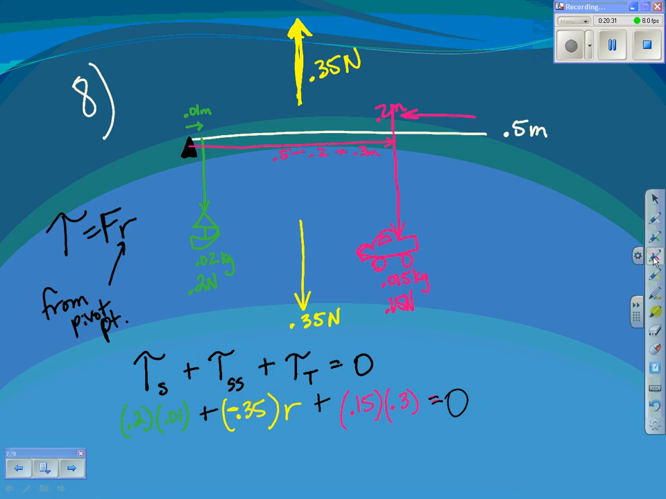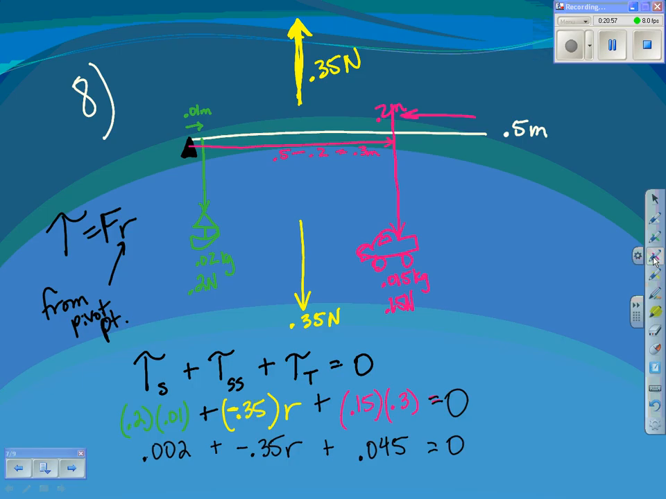Okay, so when you have it, you have 0.002 plus negative 0.35r plus 0.045 equals 0. All right.